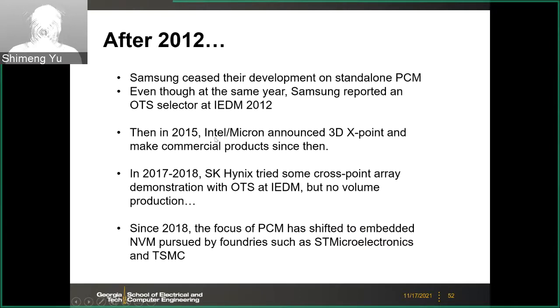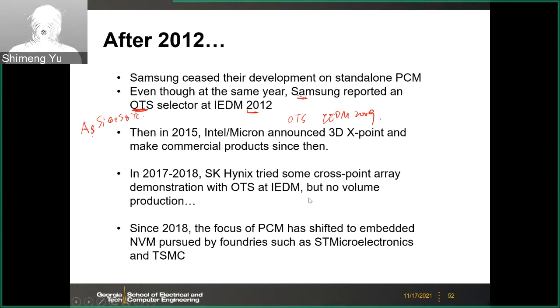But I would say Intel reported the OTS selector earlier. Intel reported the OTS selector at the IEDM conference in 2009, but Intel didn't disclose the material for the OTS. Samsung actually disclosed the OTS material in 2012. If I recall correctly, it's a very complex silicon, germanium, antimony, telluride, or maybe sometimes they have arsenic there.